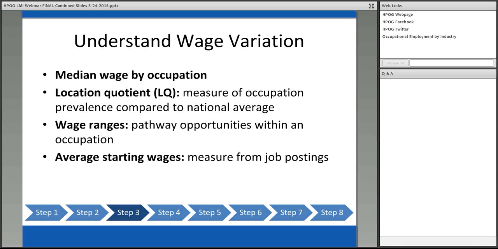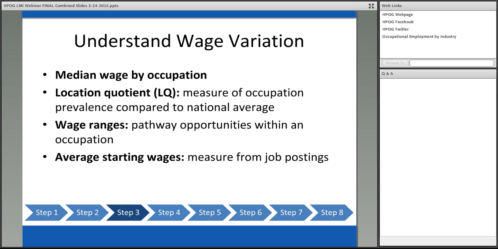Again, here are some of the key indicators to keep an eye on to understand wage variation, such as the median wage. So instead of looking at the mean, which can be skewed based on the number of people who have very high or low wages, the median just shows what the wage level is right at the middle of the distribution. The location quotient is not necessarily a direct measure of wages, but is related because it shows the prevalence of an occupation compared to the national average. For example, location quotients with a value of greater than 1 mean that within that region, that occupation has a higher degree of concentration than it does nationwide.